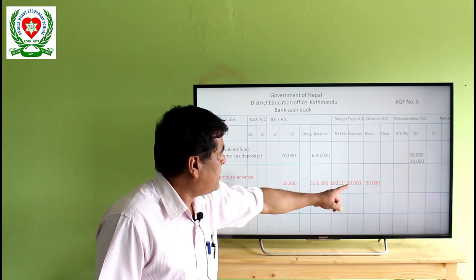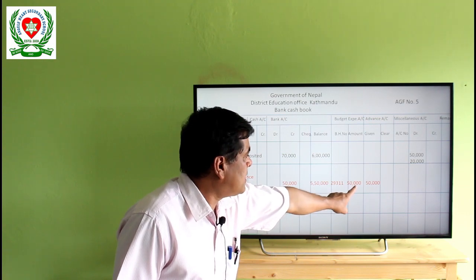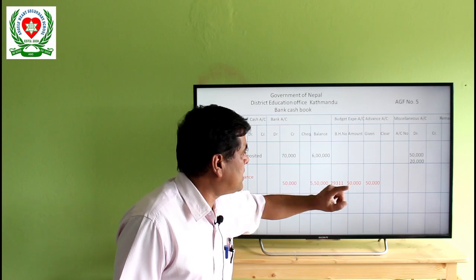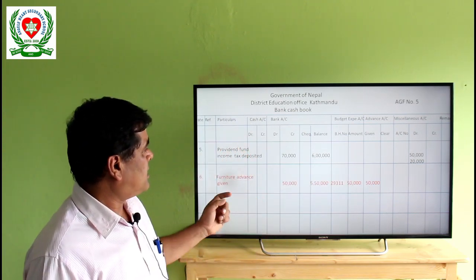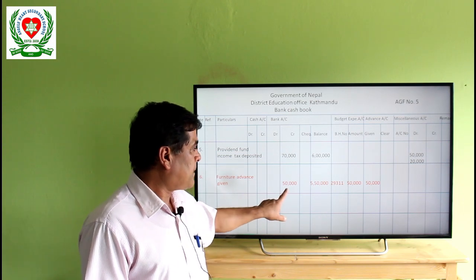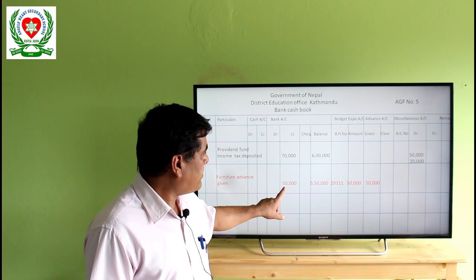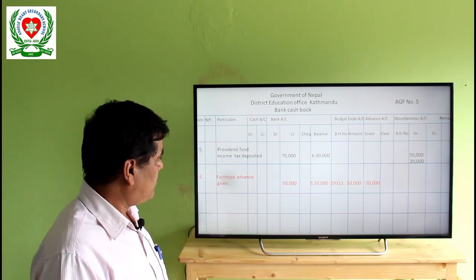Therefore, debit bank, furniture advance given, furniture's amount 50,000, and the BH number of furniture in the given column should also be written, and credit NR Bank. Then we have to find out the balance. We have to subtract 50,000 from 6 lakh, which gives 5 lakh 50,000 balance.